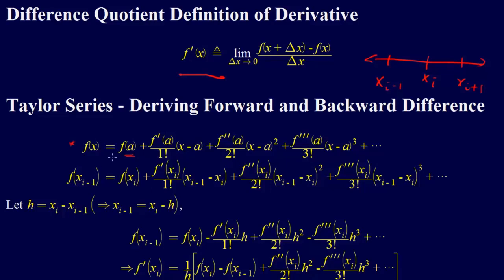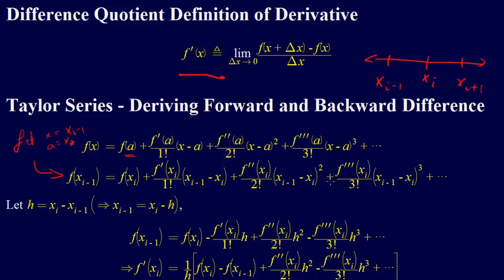So we can write this. We just let the x that we want to know be x sub i minus 1, and a be x sub i, and plug that in. That's where we get this formula from. f of x sub i minus 1 is equal to f of x sub i plus f prime at x sub i over 1 factorial times x sub i minus 1 minus x sub i, plus f double prime of x sub i over 2 factorial, and so forth.